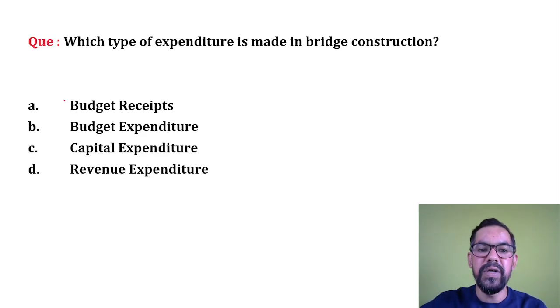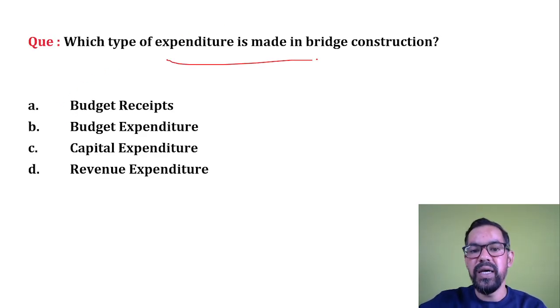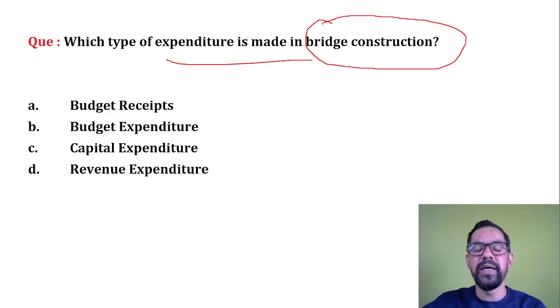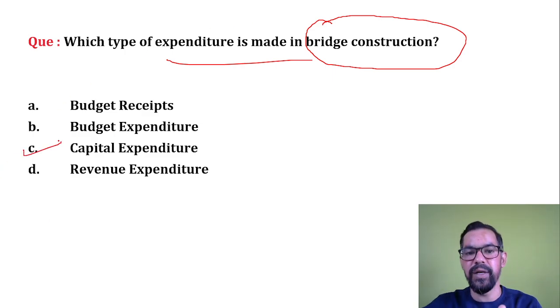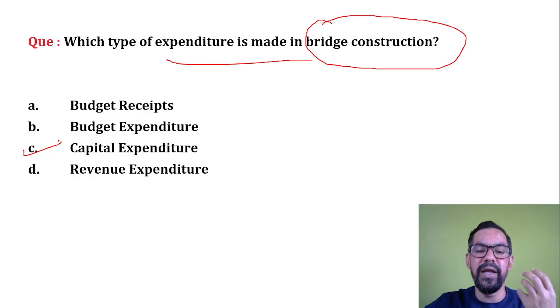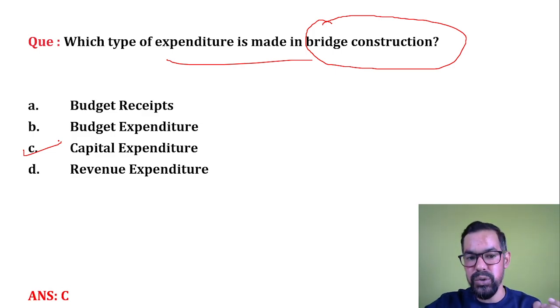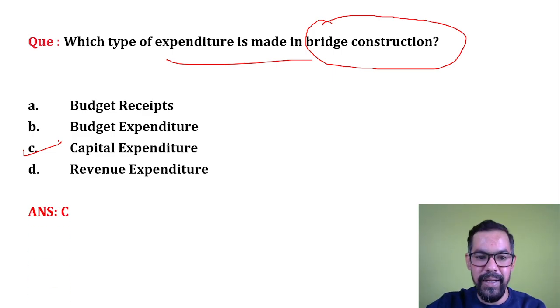Next one, which type of expenditure is made in bridge construction? Whenever government constructs some bridge, that is part of the permanent construction. So that is something related to capital expenditure, on creation of permanent asset. If you are creating a bridge, it has a life of 5 years, 10 years, 50 years, 100 years. So that is part of your capital expenditure.